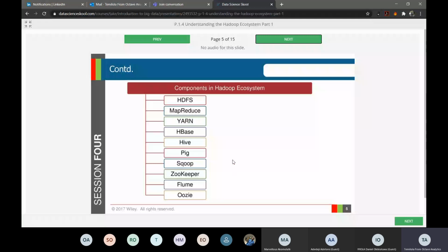For those who love coding, they relate to the Hadoop ecosystem using HBase, Hive. If you are talking of HBase, you are talking of programming in Java. You are talking of Hive, you are talking of programming in SQL.